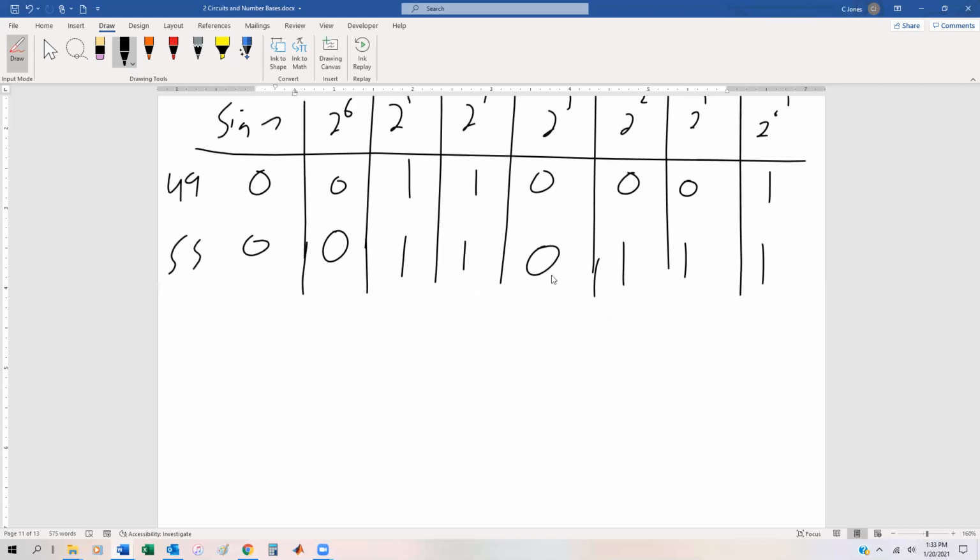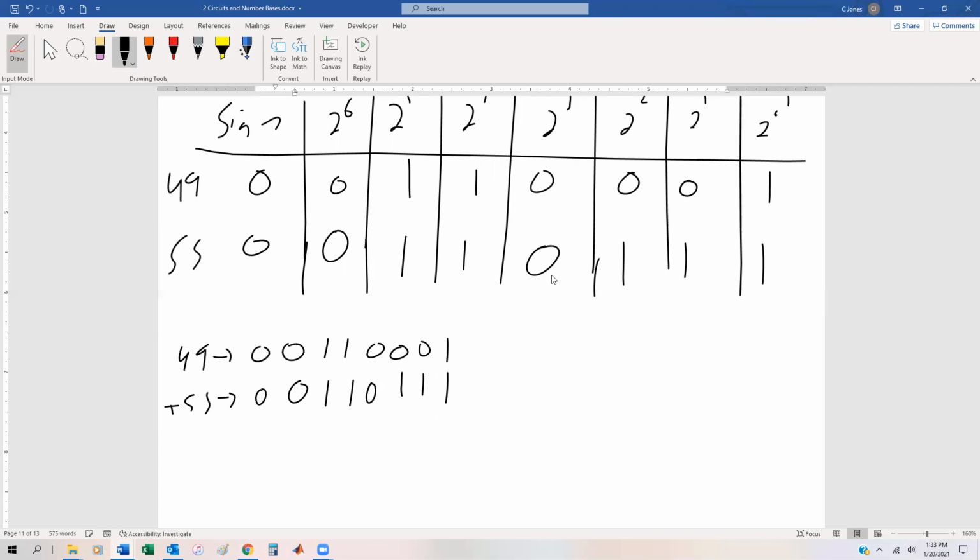So down here, we're going to do the addition. So it's going to be 49 plus 55. And 49 in its binary form is 00110001, and 55 is 00110111. All right, and by the way, when we add these together, that's 104. So whatever we get for our answer had better be 104.